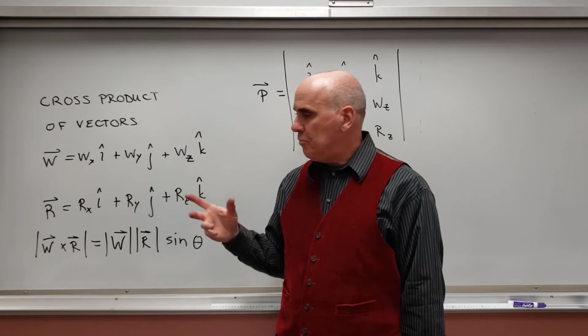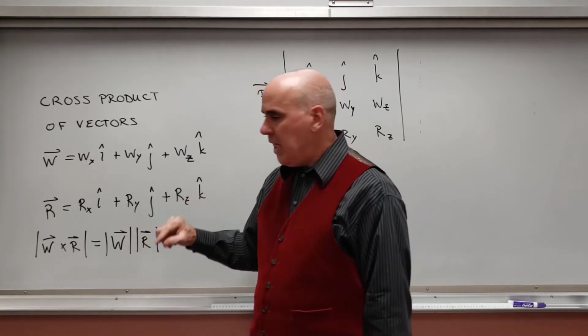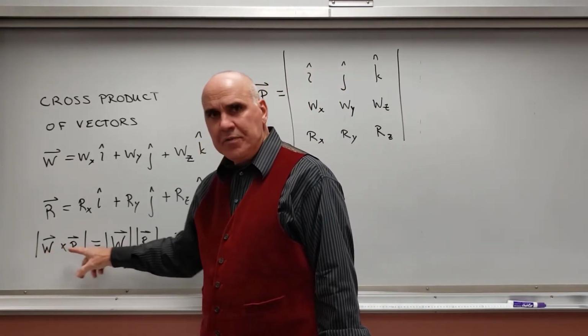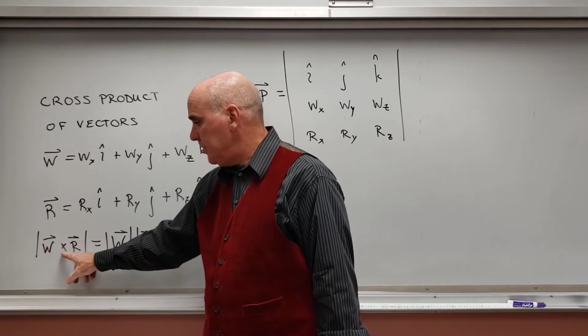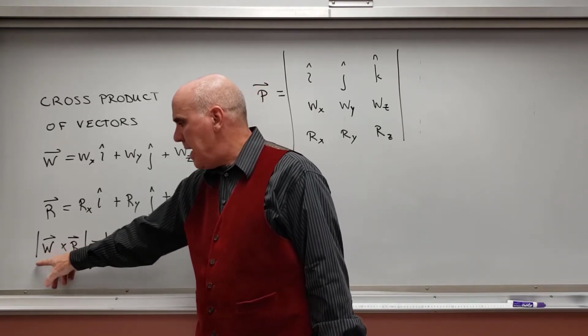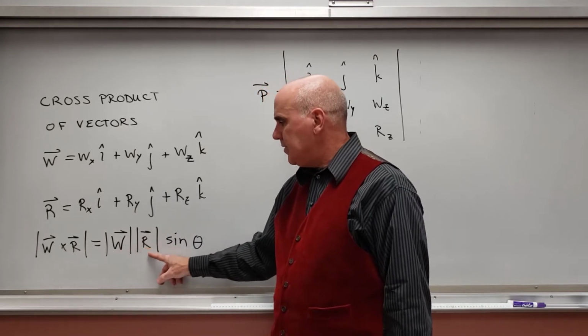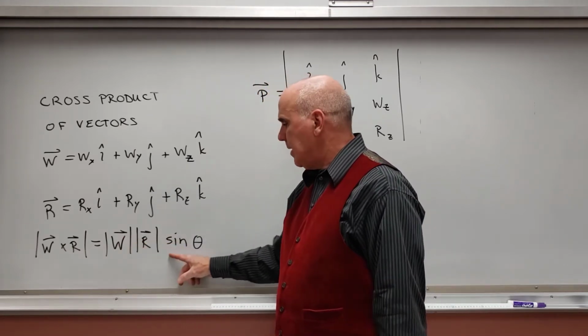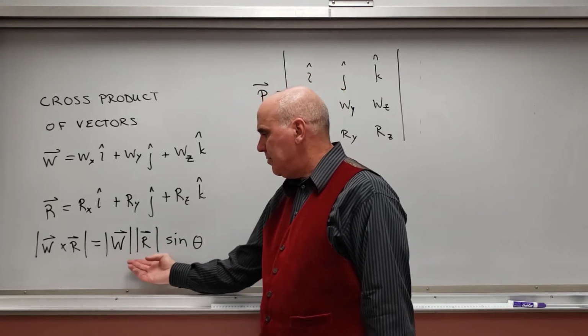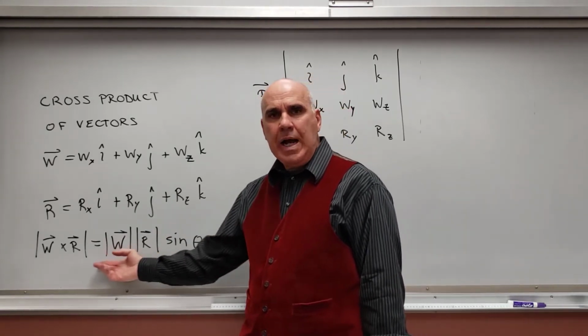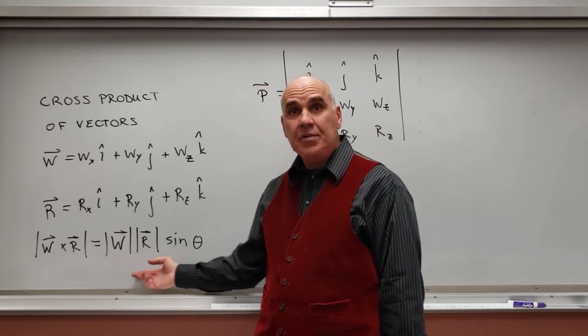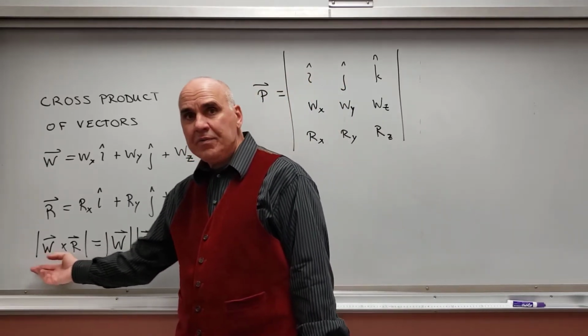One thing I'll point out real briefly here, I don't use this very often, but the magnitude of the cross product, W cross R, is the magnitude of W times the magnitude of R, the size, times the sine of theta. So notice magnitude, magnitude, sine, there's no I's, J's and K's over here because it's all sizes, right? So this is the size of the cross product.